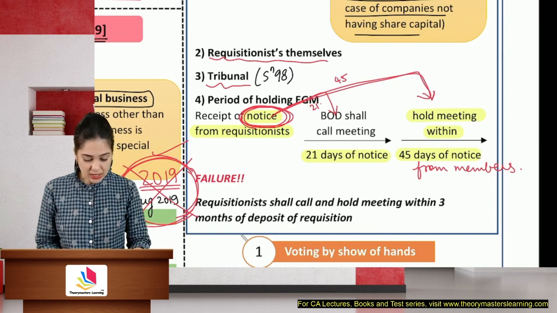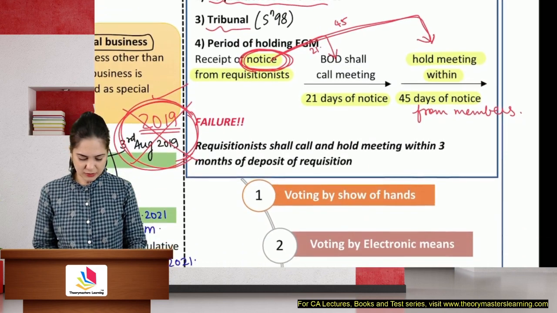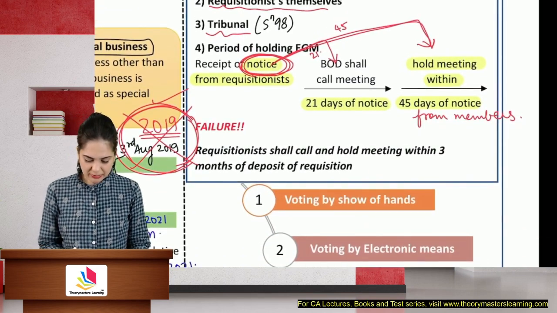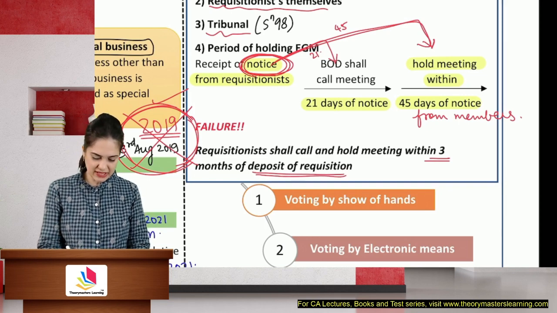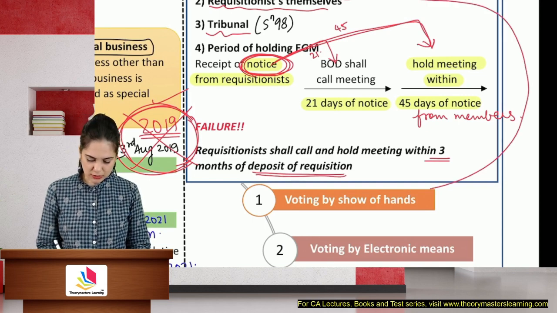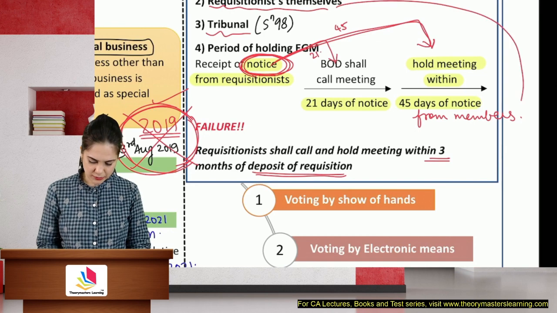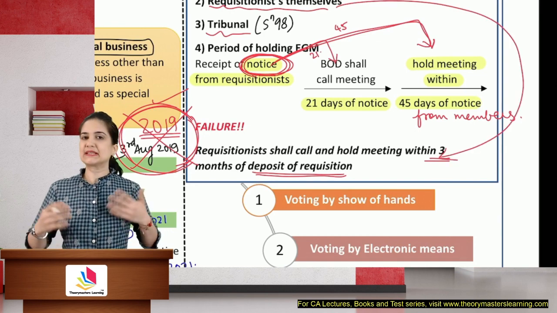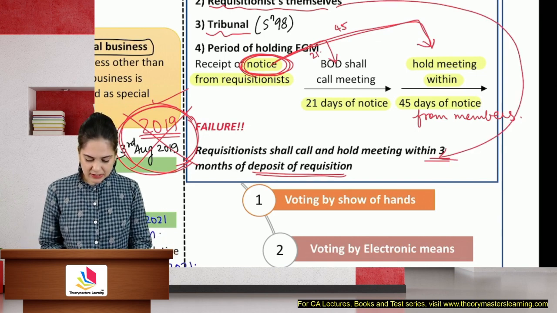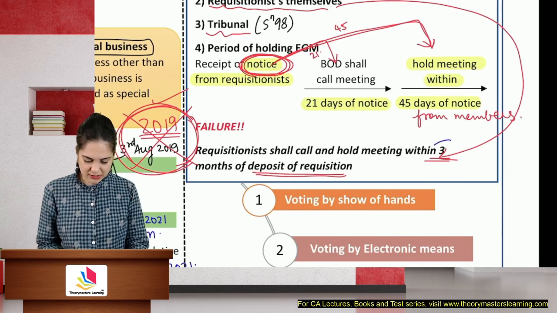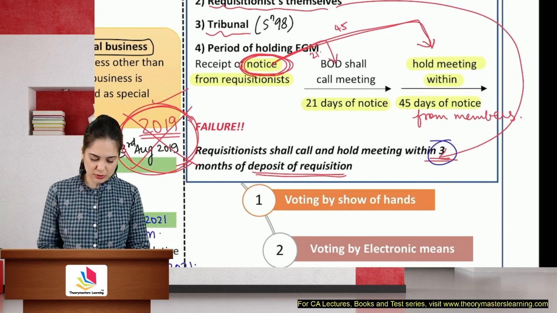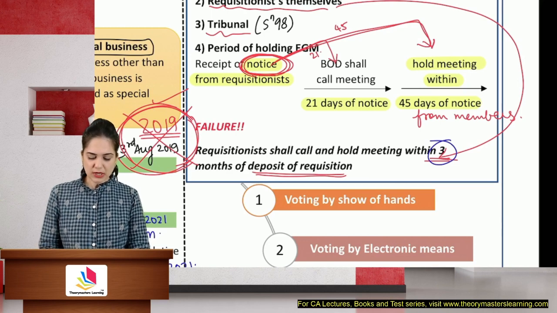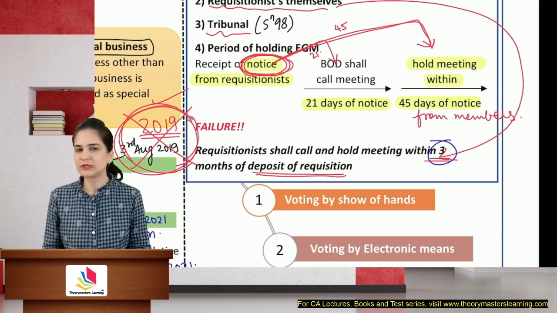In case they fail, then the requisitionist can call the meeting within 3 months from the depositing of requisition. See, even they have an option. Requisitionists can themselves call the meeting, but they can call it within 3 months from the date of deposit of the requisition. So as soon as the notice is given to the board, they should call it within 21 days and hold the meeting within 45 days.